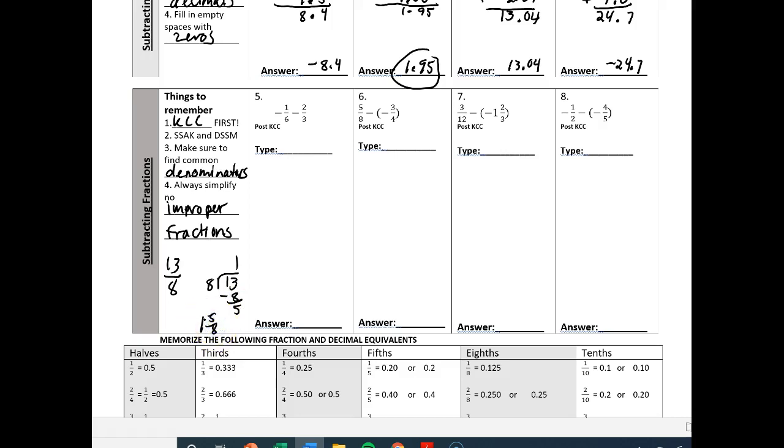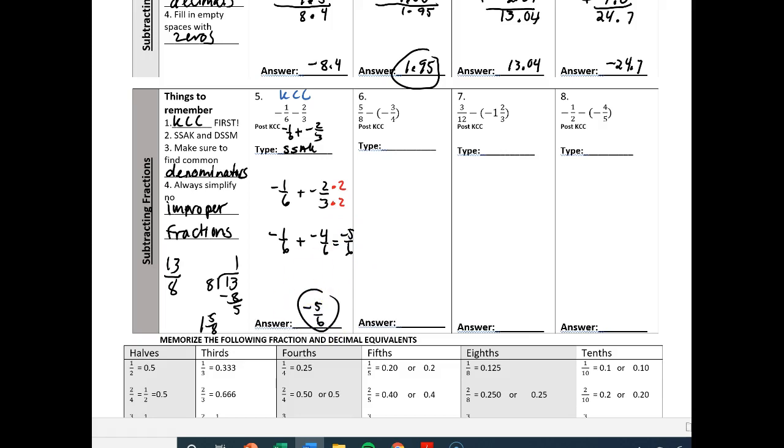Okay, so for number 5, here we go. In KCC, that becomes negative 1/6, keep that plus a negative 2/3. You'll notice that's an SSAK problem. So I have negative 1/6 plus negative 2/3. I'm asking myself, what's the common denominator of 6 and 3? Turns out to be 6. If I put my finger on 3 and 6 on my multiplication chart, I'll see they both have 6. So how do I make negative 2/3 become 6? I multiply it by 2. So negative 1/6 plus a negative 4/6. That's an SSAK problem, becomes negative 5/6. Make sure to keep that negative sign.